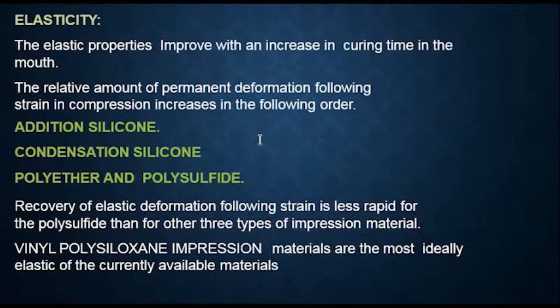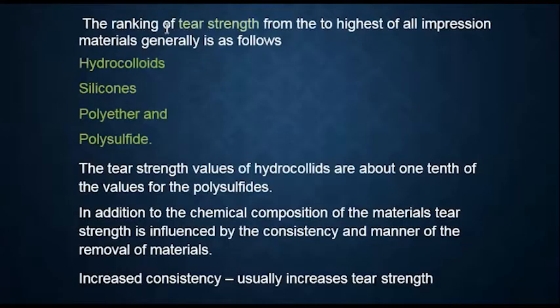Currently, the most frequently used is addition silicone impression material, that is vinyl polysiloxane impression material. Then based on tear strength, the order is as follows: hydrocolloids, followed by silicones, followed by polyether, and finally polysulfide has the best tear strength among all the impression materials. The tear strength value of hydrocolloids is about 1/10 of the value of polysulfides. Increased consistency usually increases the tear strength, so putty has more tear strength compared to low body viscosity.